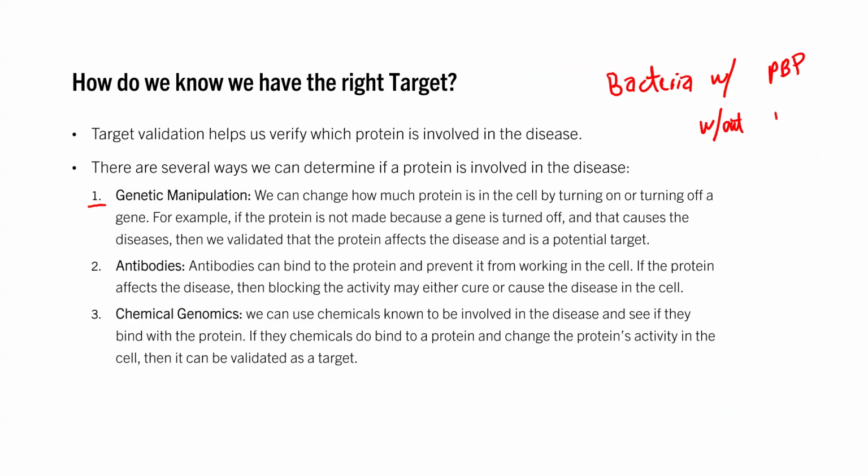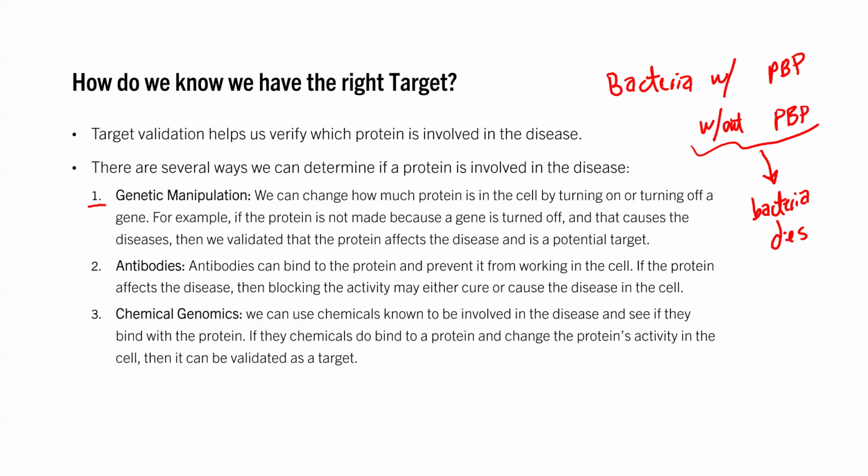PBP. When you grow this bacteria without the penicillin binding protein, it doesn't live. Okay, cool. That target protein is a good target to go after because when you knock it out, what happens to the bacteria? The bacteria dies. If the protein is not made because a gene is turned off and that causes the disease, then we validated that the protein affects the disease and is a potential target.